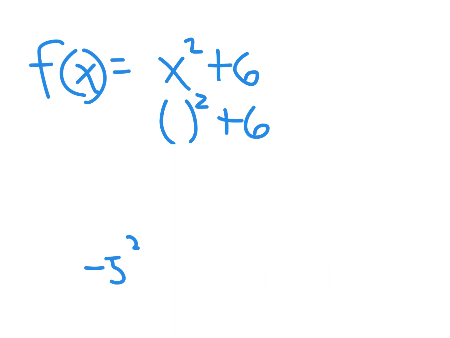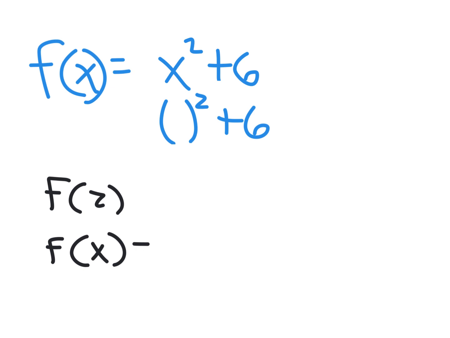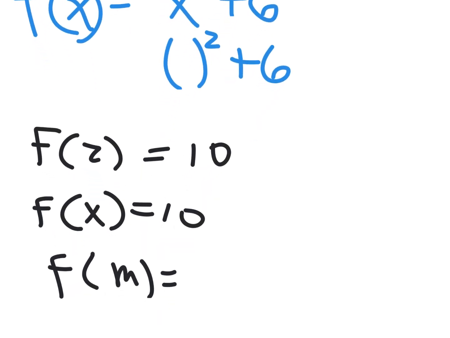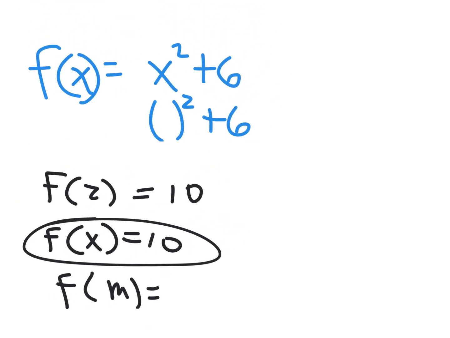All right, so I've got my parentheses. And then let's have you put a few things in here: f of 2, f of x equals 10, and f of m. All right, what'd you say for f of 2? You got 10. You are correct. Now, it says f of x is 10, but that's what I just got.